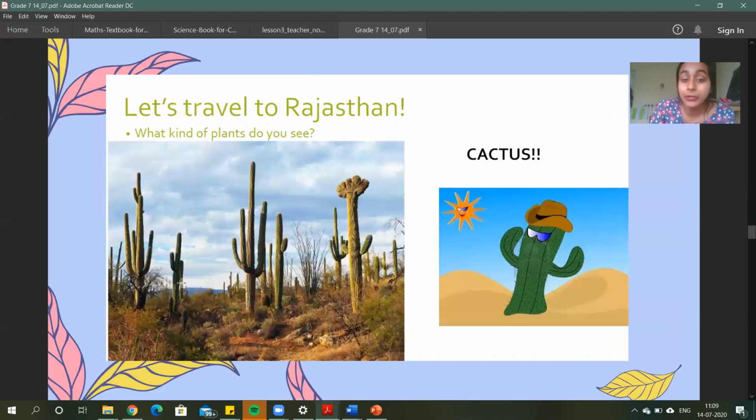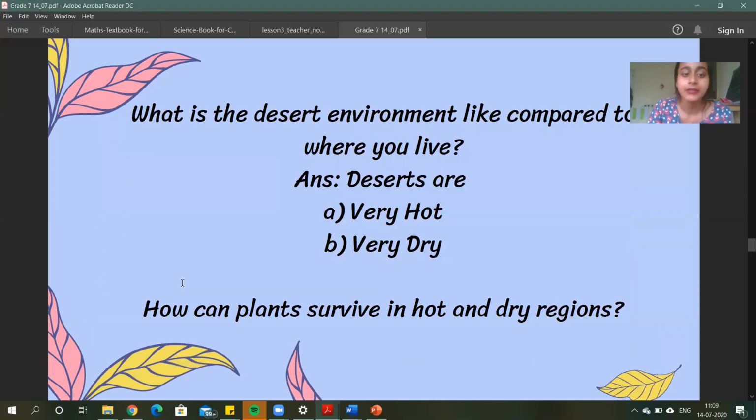Now if we look at the plants that are there in a desert, which are cactuses, first we think about the environment that is there. It is hot, it is dry. So the plants that grow, say, in Pune, will they survive in Rajasthan?